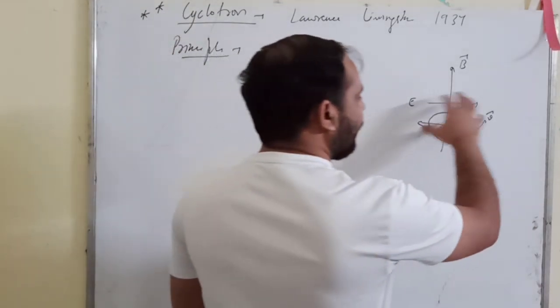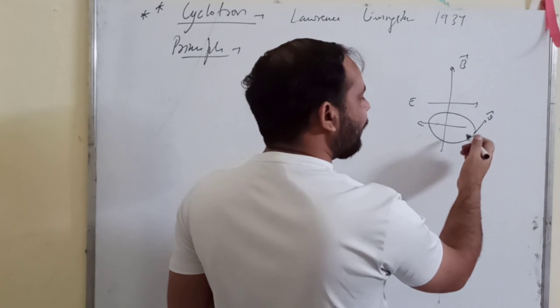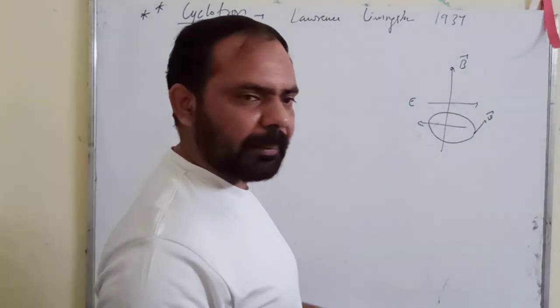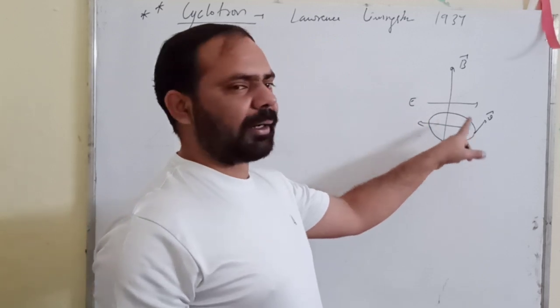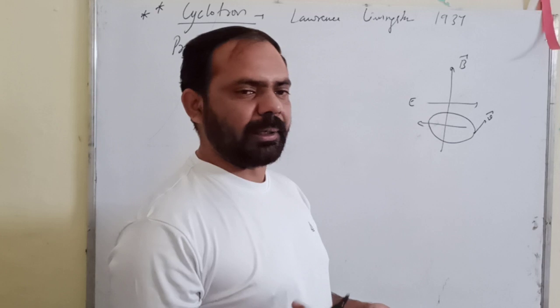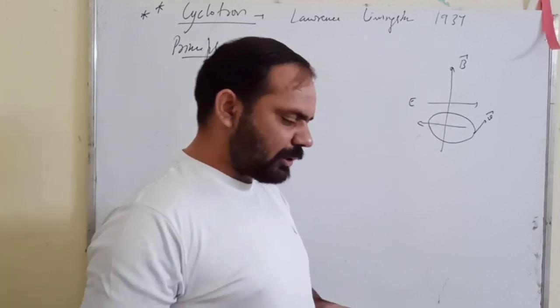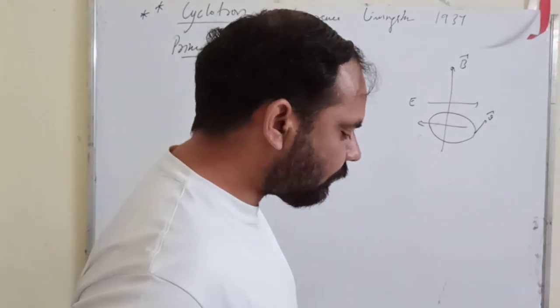So if I make some arrangement here that I have an electric field and a magnetic field, and I enter the charged particle, what will happen? It will move on a circular path and will cross the electric field again and again, and this way it can gain energy, it can speed up. Okay, so this was the working principle of this cyclotron, right?